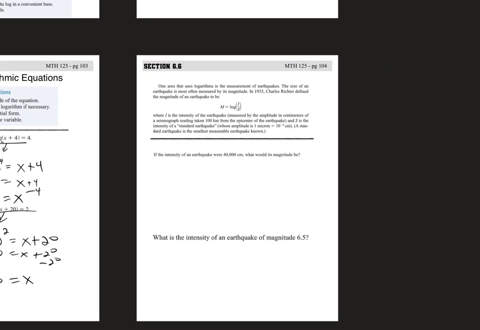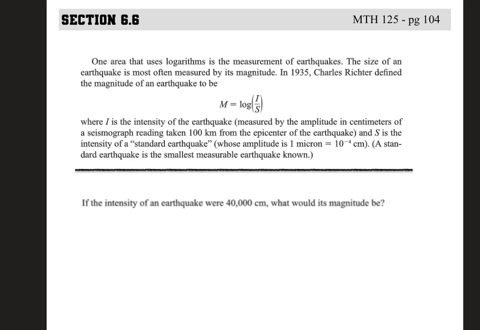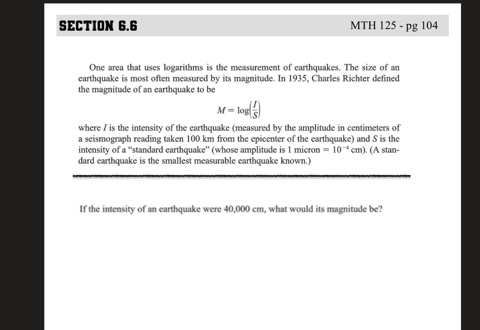Okay, so let's take a look at page 104 because we're going to do a practical application of solving log equations. This log equation actually represents ways to measure earthquakes. And the unknowns here could be the magnitude, it could be the intensity. That's what M is. This is what I is. S stands for a standard quake, which in this example we are just going to always replace with 10 raised to the power of negative 4.